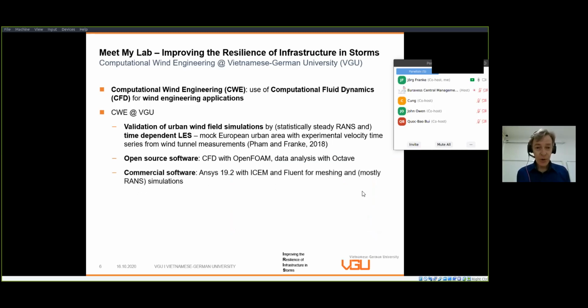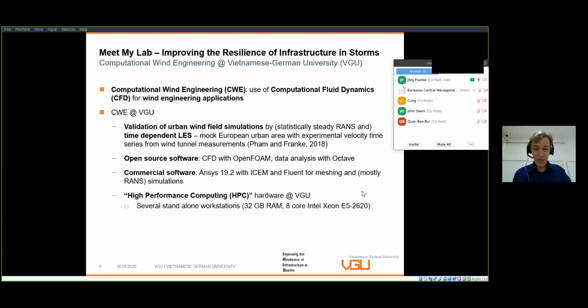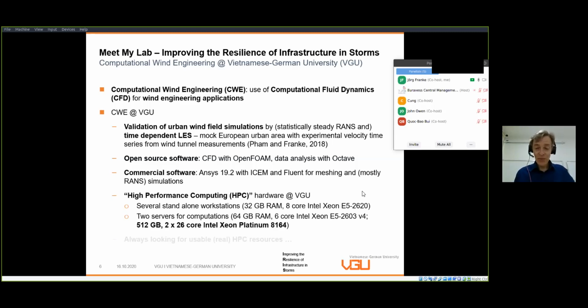We also use the commercial software ANSYS, where mostly ICEM is used for grid generation still due to tradition, and Fluent when we are running simulations, more for the steady simulations. Our high performance computing hardware at VGU is not so well developed. We started off with some simple, relatively small workstations. Recently we got a Surface, where the boldly highlighted one at the end is now a machine where we can really work, but I'm always looking for the possibility to get real high performance computing resources so that we can run our very large models that also need a long time to compute the time dependent solution.